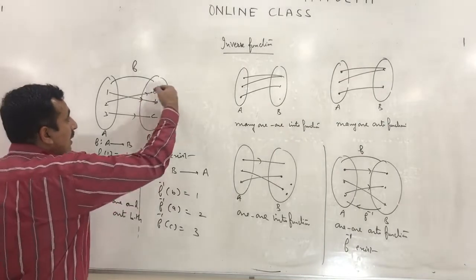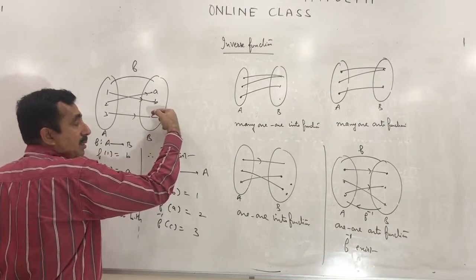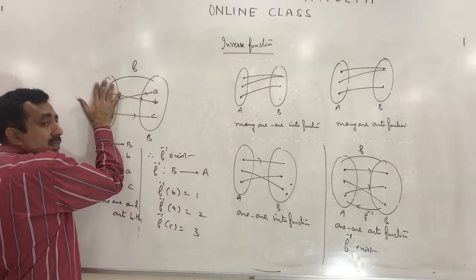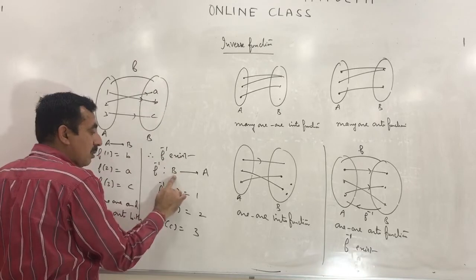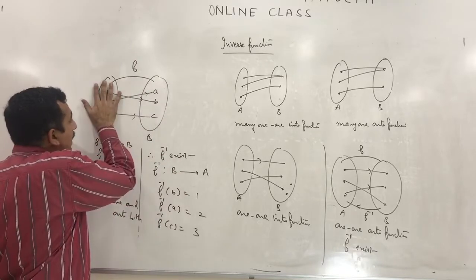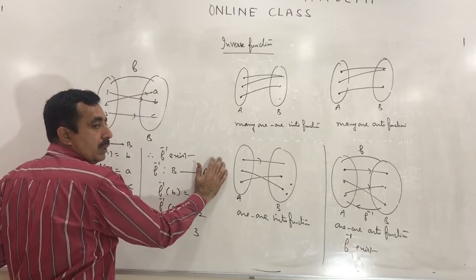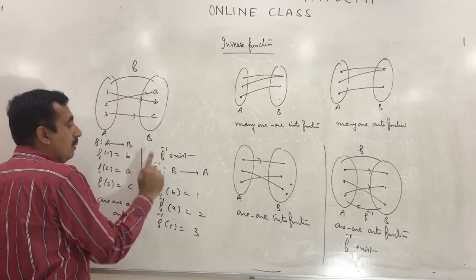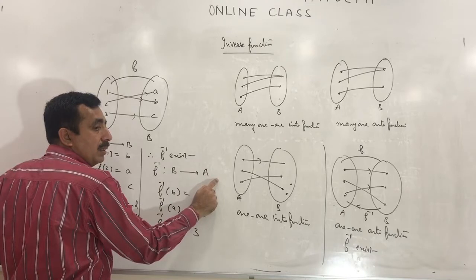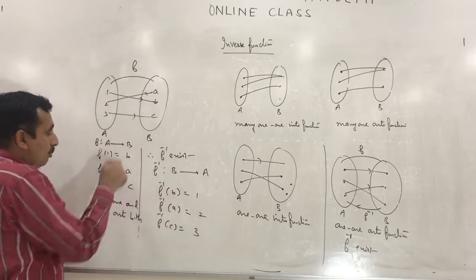Those which are images are called the codomain, and the others are called the domain. Now the codomain becomes the domain and the domain becomes the codomain. Inverse is the function from B to A. If f is a function from A to B, the inverse is from B to A. But the first condition is that the function should be one one and onto both.